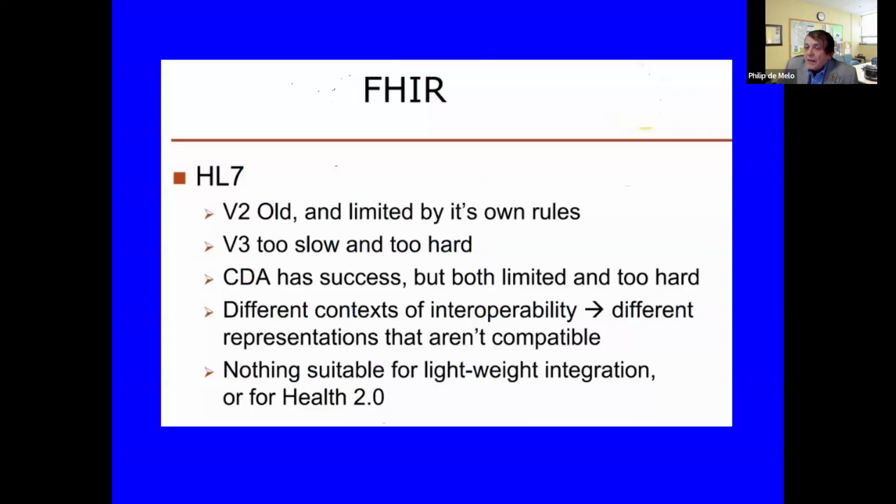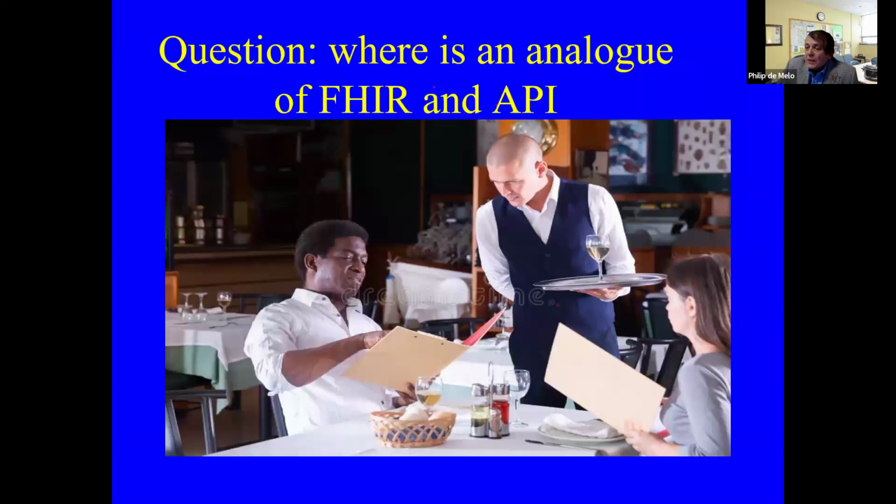But I would like to say again here that V2 is old and limited by its own rules. Yeah, because these rules are coming from different organizations who use this HL7 itself. It's very hard sometimes to understand. And this looks like a Chinese waiter with many dishes. V3 is too slow. CDA has success, and many companies use C-CDA, consolidated CDA, but we're not going to spend time on these standards.